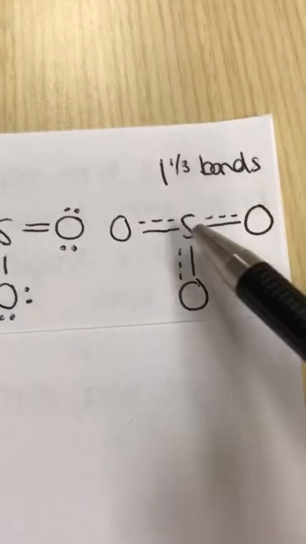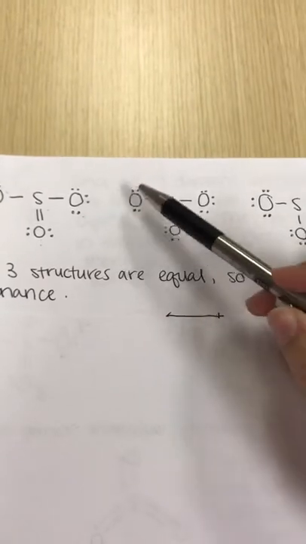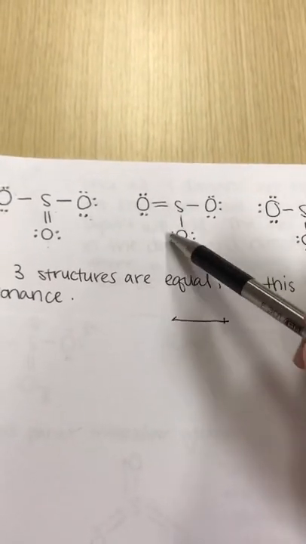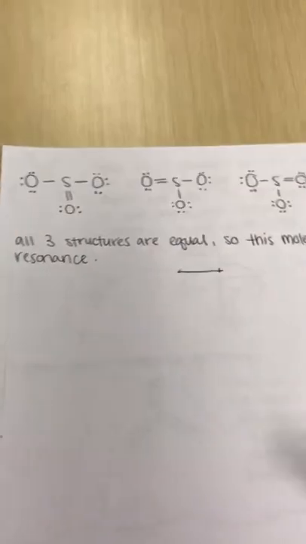It will have 1 1/3 bonds, and there are 3 shared bonds. And if we count up the electrons, 2, 4, 6, 8, 10, 12, 14, 16, 18, 20, 22, 24. So we know those Lewis structures are correct.